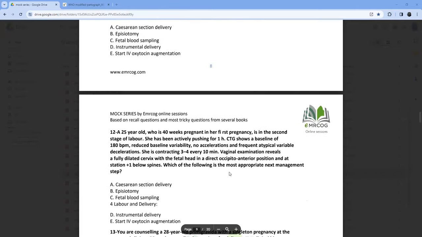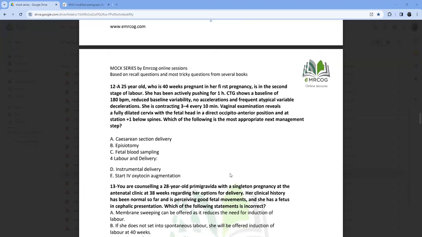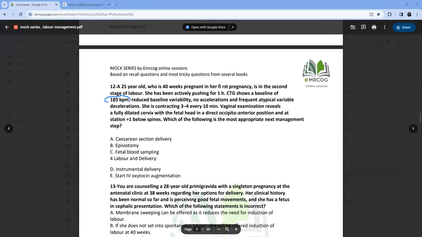Yes, okay, good. A 25-year-old in question 12, who is 40 weeks pregnant in her first pregnancy, in the second stage of labor, has been actively pushing for 1 hour. CTG shows a baseline of 180. One second, this is the CTG. So in this CTG, what is that feature color? Red, excellent. Reduced baseline variability, no acceleration, and frequent atypical variable deceleration. She is contracting 3 to 4. Vaginal examination reveals a fully dilated cervix with the fetal head in direct occipital anterior and station plus 1. Which of the following is the most appropriate next management step?